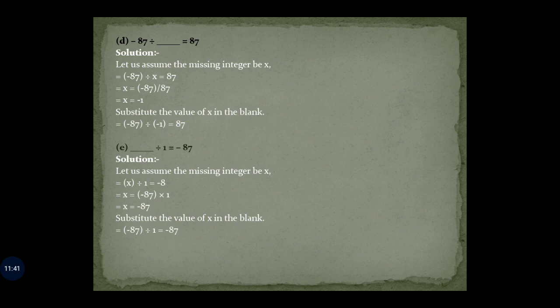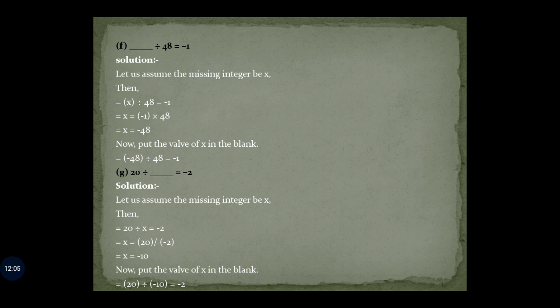E. Dash divided by 1 gives you minus 87. Solution for this problem is, let us assume the missing integer be x. X divided by 1 gives you minus 87. X is equal to minus 87 into 1, where x is equal to minus 87. Substitute the value of x in the blank, that is minus 87 divided by 1 gives you minus 87.